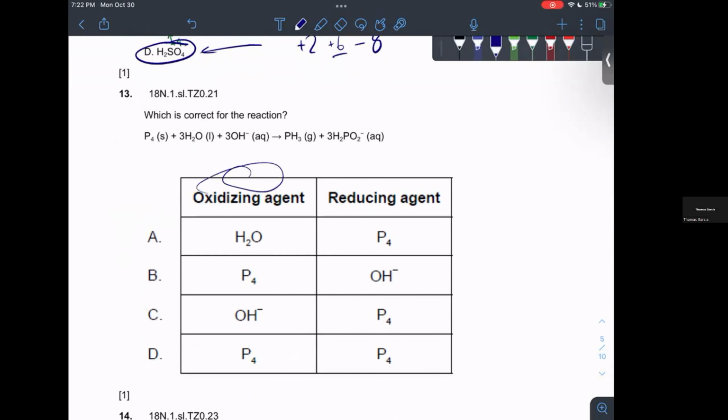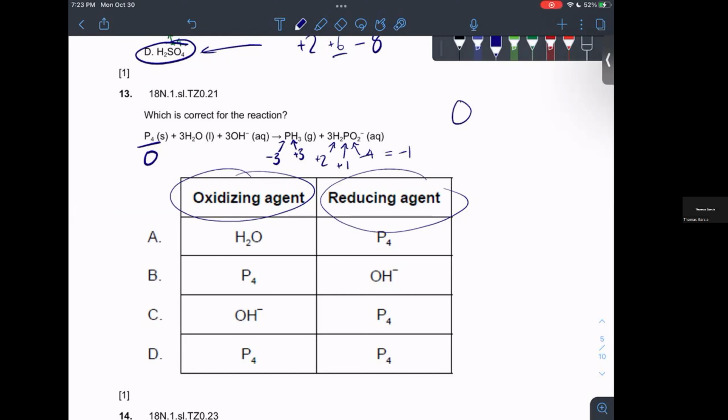Which is correct for the reaction? We've got to look at the oxidizing agent and the reducing agent. Let's start with phosphorus. Phosphorus starts at 0. In PH3, phosphorus, counteracting the +3 from the hydrogen, is going to have a -3 oxidation state. Then in the hypophosphite ion, we have -4 from oxygen, +2 from hydrogen, a total of a -1 charge.